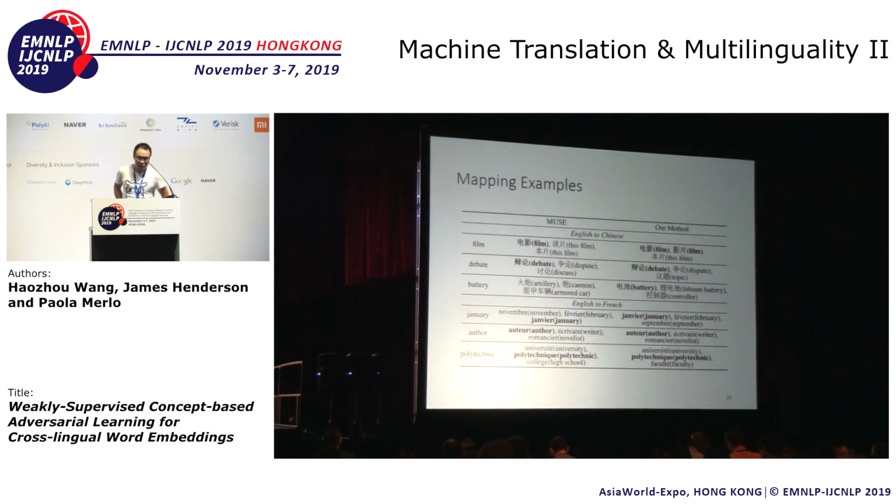Here you can find some mapping examples. We can see that both our model and MUSE are able to predict good translations. But there is an interesting phenomenon: for the English word battery, the Chinese translations predicted by MUSE are all related to the word battle or to the word cannon. But the translations predicted by our model are related to the battery that we use every day.